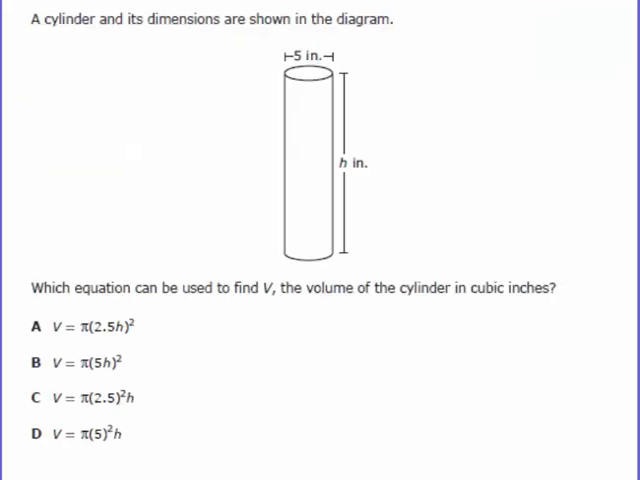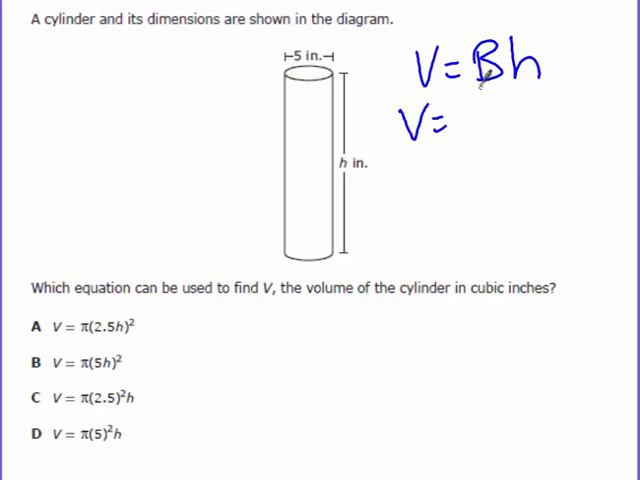A cylinder and its dimensions are shown in the diagram. Which equation can be used to find the volume of the cylinder in cubic inches? Well, we know if you look on the formula chart, we have one formula for volume. Volume is equal to capital B H, or at least for volume of a cylinder or a prism. Now we have to look at the type of base that it has, and it has a circle.